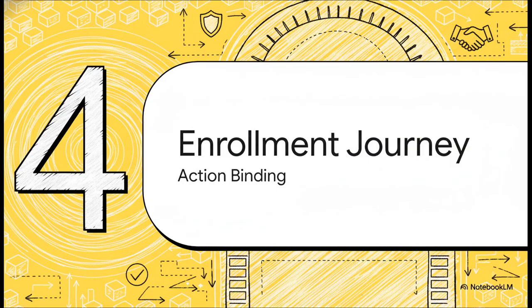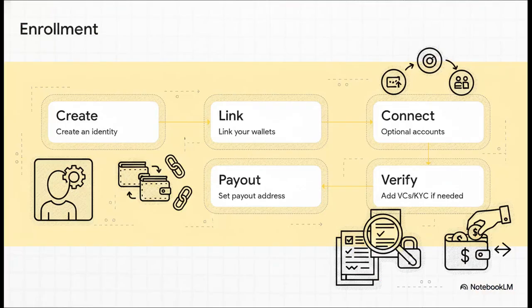Section 4, enrollment and action binding, the user journey. How does a user actually navigate this day-to-day? It's a super logical flow. Step 1, create an identity. Step 2, link your wallets. From there, it's really choose your own adventure. Step 3 is connecting optional accounts. And Step 4 is adding those VCs or KYC if a specific dataset requires it. Finally, Step 5, you set your payout address because you want to get rewarded for your work. It is a completely modular journey.